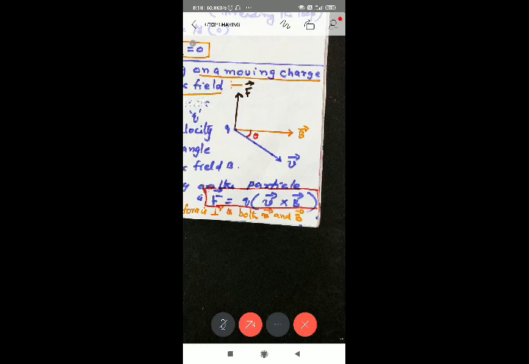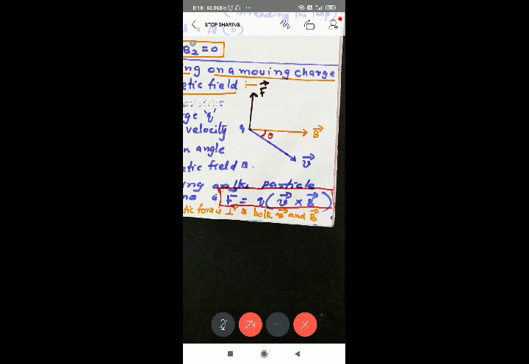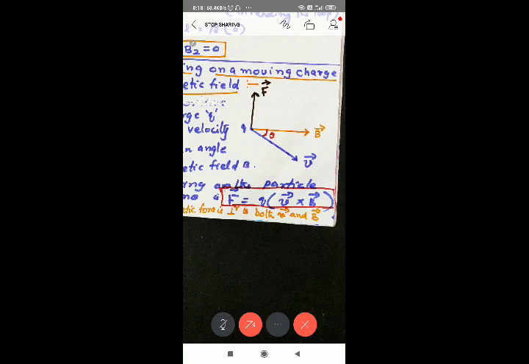It depends also on the magnetic field, and it is actually depending not on the velocity itself, but on the velocity component, that is the sine component of velocity. So V sin theta it is actually, or we can say the angle between V and B. Theta is the angle between V and B. So on what factors does the force acting on the charged particle depend?